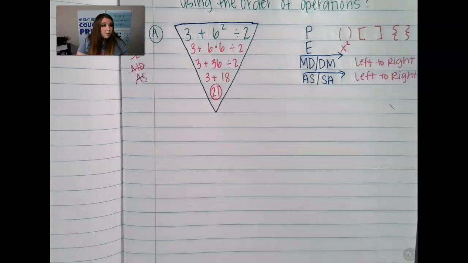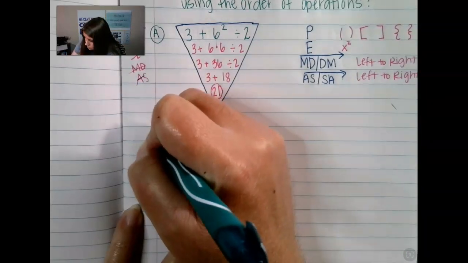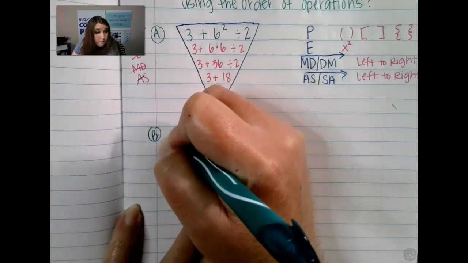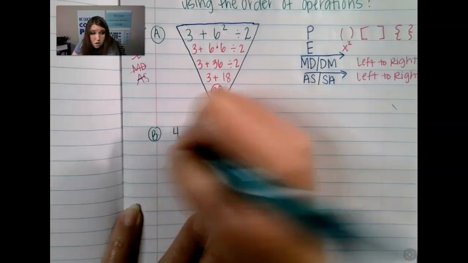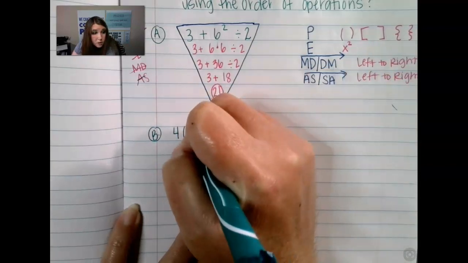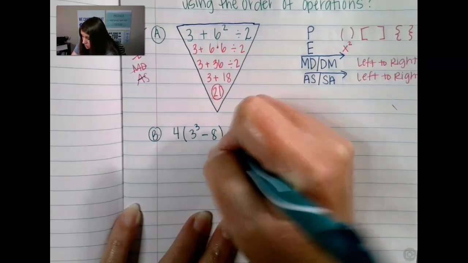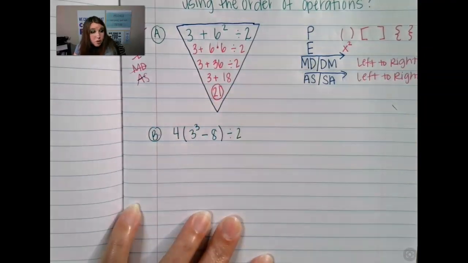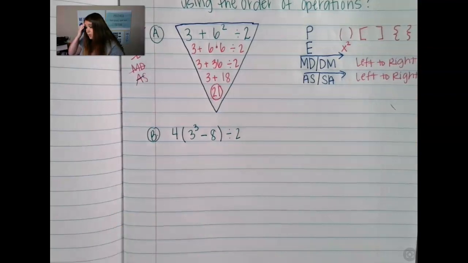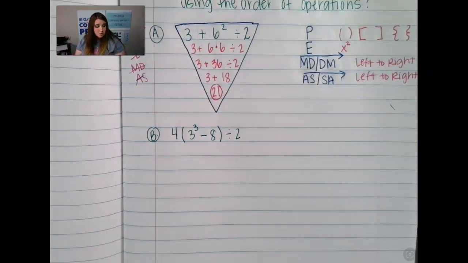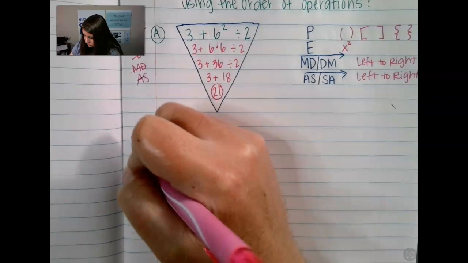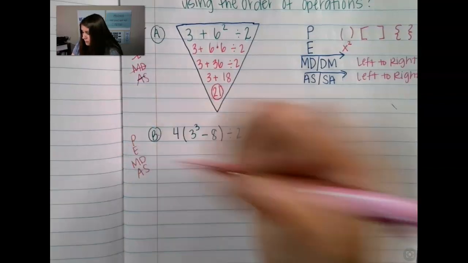Okay, so this next problem I have says 4 times 3 to the third minus 8 divided by 2. Okay, again, I'm going to put my order of operations rules out to the side, so I can check them off as I go.